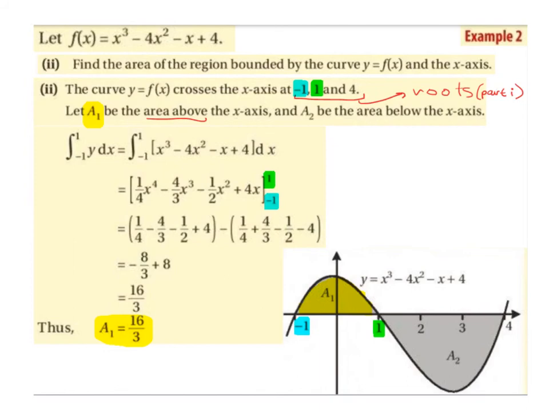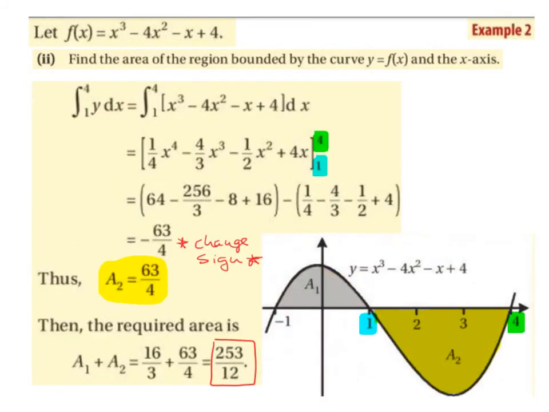So now we're going to find the area of A2. So we do the same thing, just this time with different limits. So we have already integrated. So this is our integration, which is the exact same as the previous slide because the function is the same.